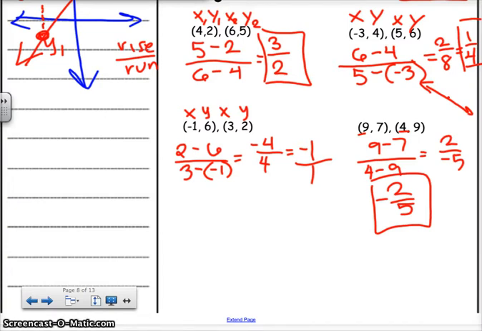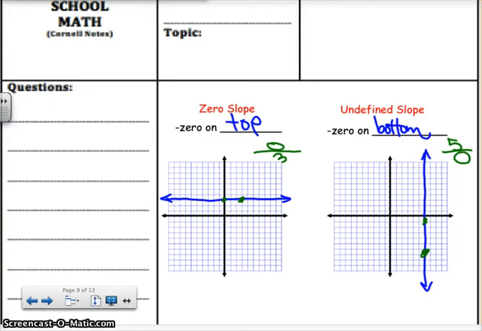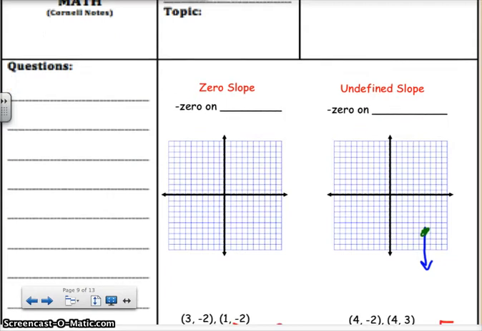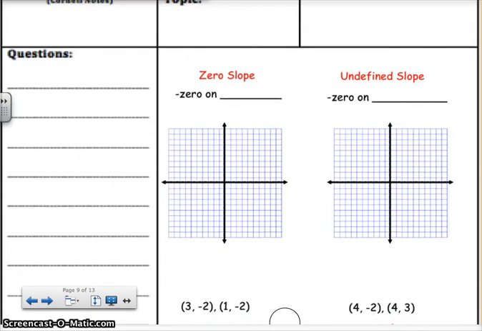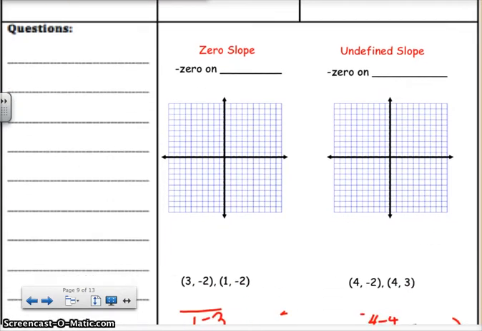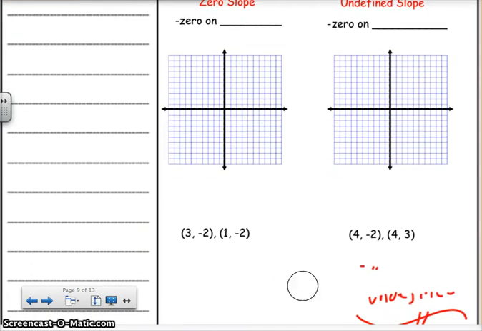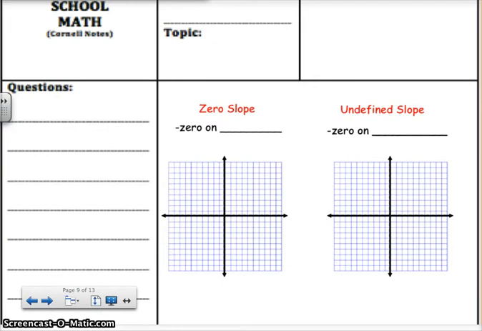Then we have special slopes. We talked about this yesterday. The special slopes would be the zero slope and the undefined slope. Undefined means that you would not be able to go up or down it. Zero means that you're not increasing at all. Zero means that you're not going up or down, you're just going over. And that would mean the zero is on top. Your rise is zero.